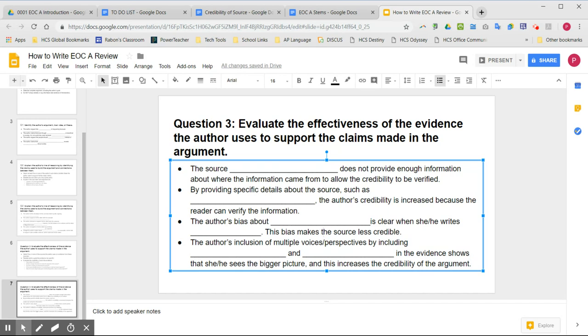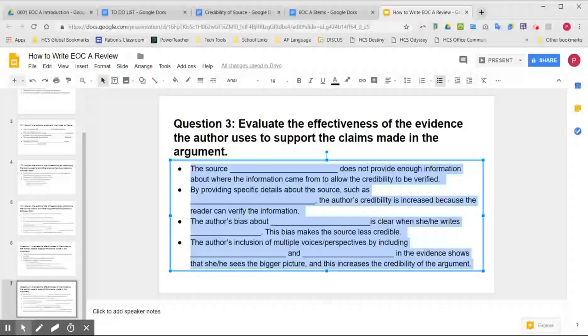Just like Q2, don't just write this and be done with it, okay? Instead, develop it a little bit, explain. Just like the logical fallacy quiz, you've got to explain it.